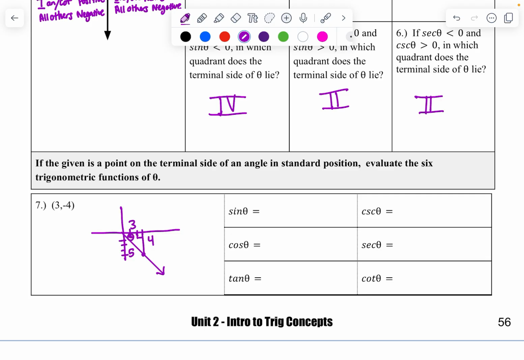So again, we're talking about theta right there. And if I want the sine, it's always the side opposite the angle, so the side that's not touching the angle at all, not helping to form the angle. So this is the opposite side over the hypotenuse, which is always the longest side across from the right angle. So the sine of theta is 4/5.